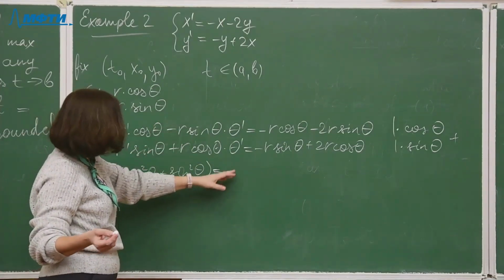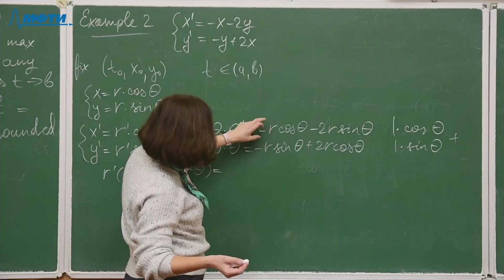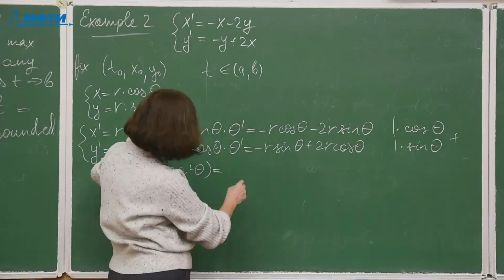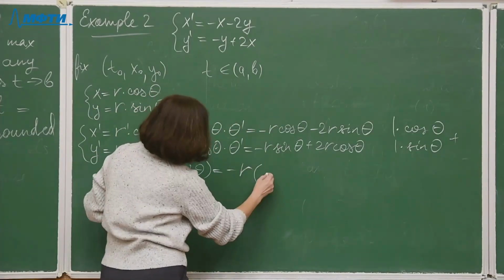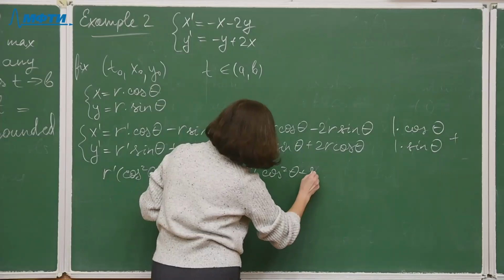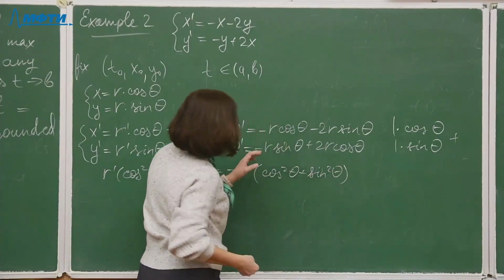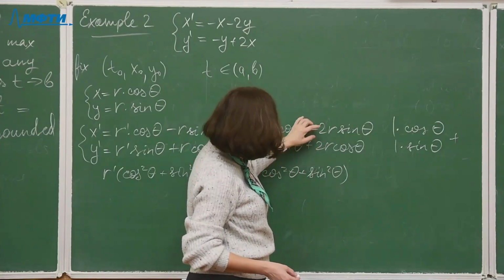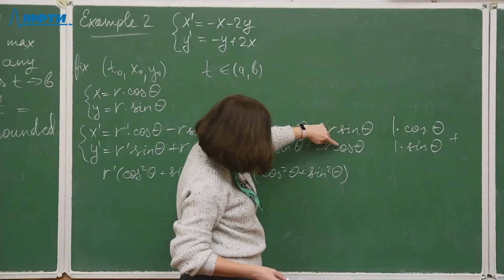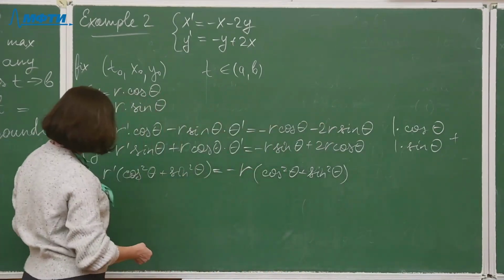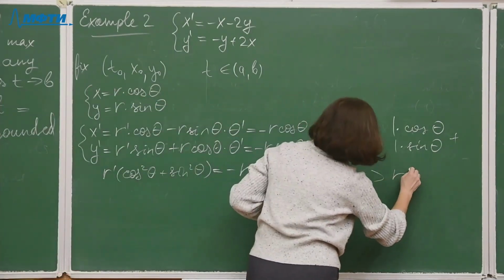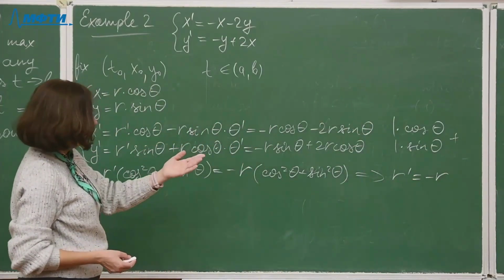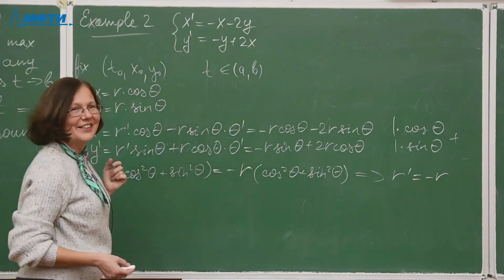Right. Next, move further. So multiply this by cos theta, this by sine theta, and add together, and we will get minus r times cos squared theta plus sine squared theta. And these two terms will also be eliminated. This is multiplied by cos, and this is multiplied by sine. So look at this equation. This implies that r prime is equal to minus r. This is the first equation, right? It's much easier than these equations.